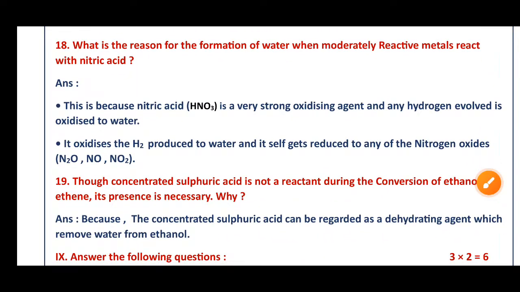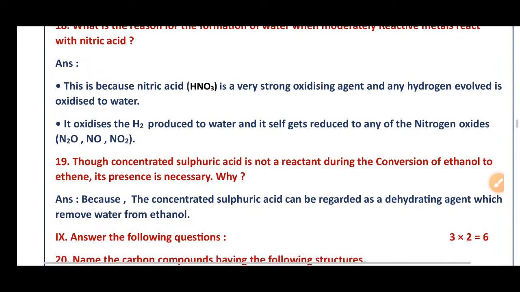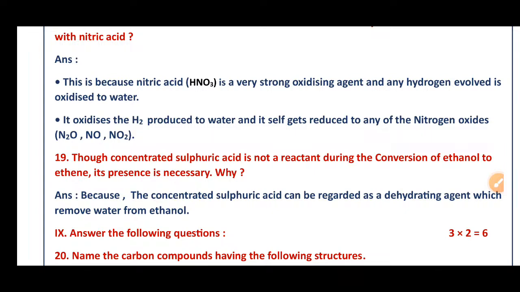Question number 18. What is the reason for formation of water when moderate reactive metal reacts with nitric acid? This is because nitric acid is a very strong oxidizing agent, and any hydrogen evolved is oxidized to water. It oxidizes the hydrogen produced to water and itself gets reduced to any of the nitrogen oxides: nitrous oxide, nitrogen oxide, nitrogen dioxide.